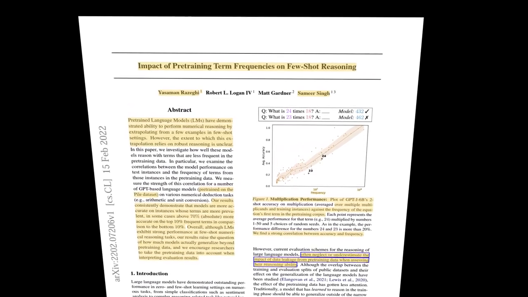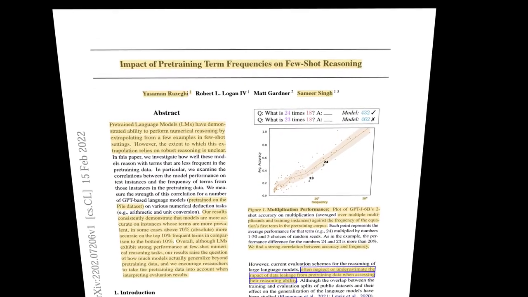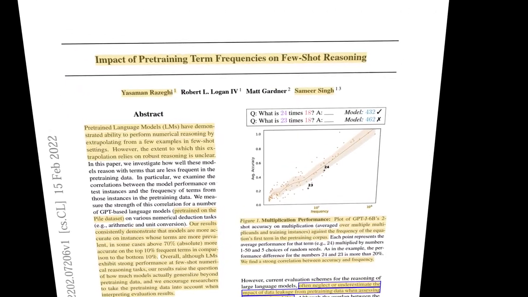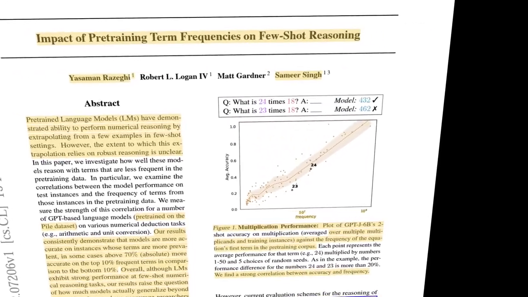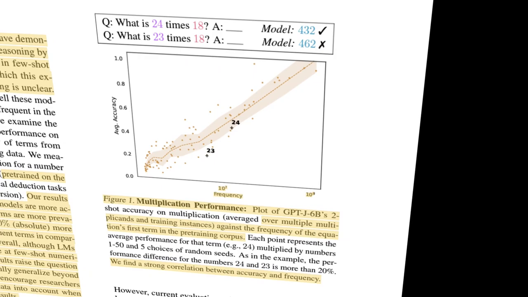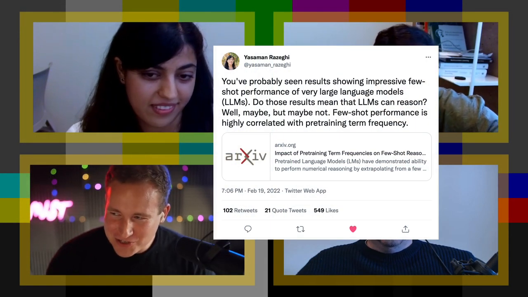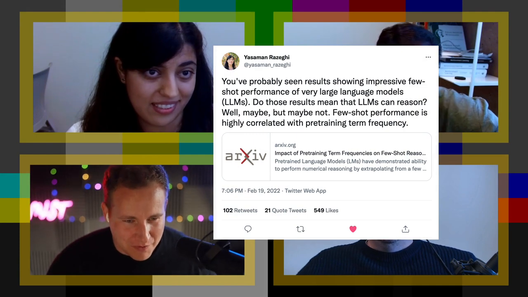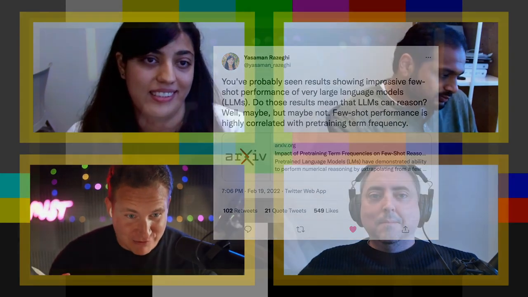You recently put out a paper called "Impact of Pretraining Term Frequencies on Few-Shot Reasoning," and Yasaman, in particular, there's a very famous graph, which, of course, you posted on Twitter to much acclaim. Could you start by just giving us a bit of an outline of the paper and explaining that graph?